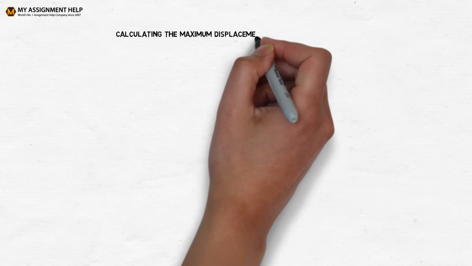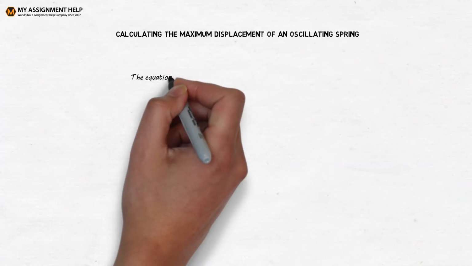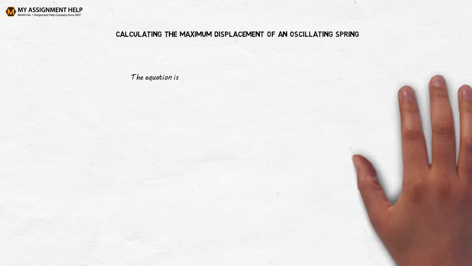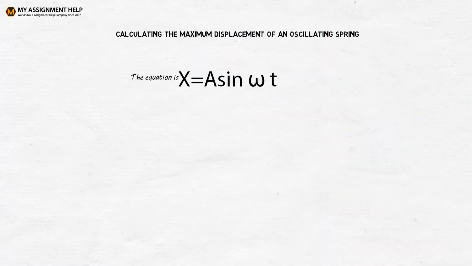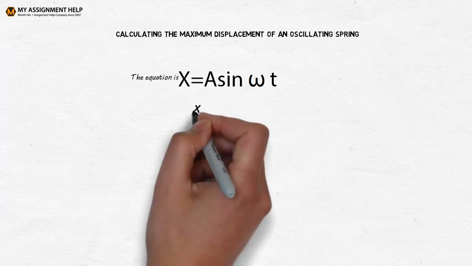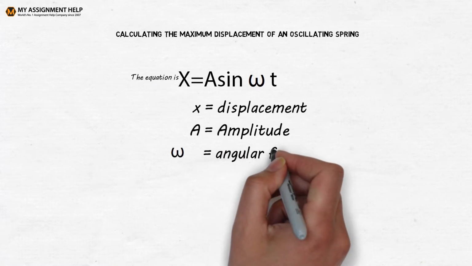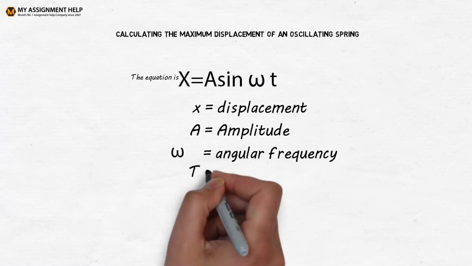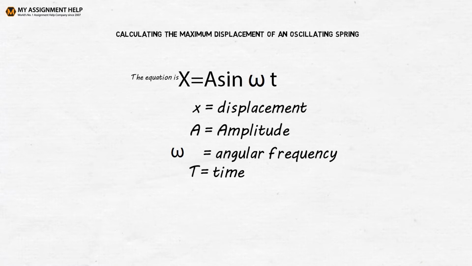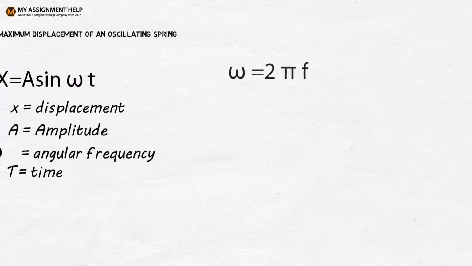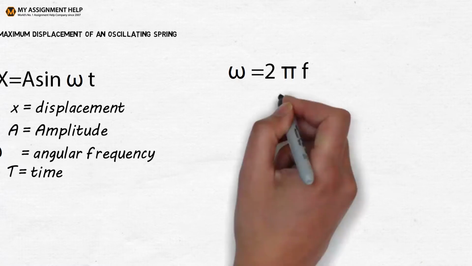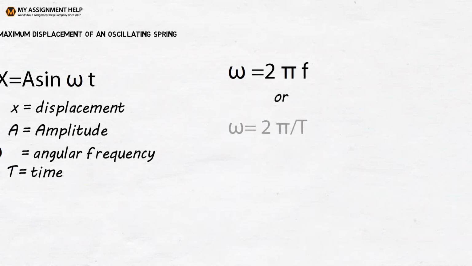Calculating the maximum displacement of an oscillating spring. The equation for calculating the displacement is x equals a sin ωt, where x is the displacement of the object from its mean position, a is the amplitude, ω is the angular frequency in radians per second, and t is the time in seconds. Remember that ω is calculated by the formula ω equals 2πf, or ω equals 2π divided by the time period.